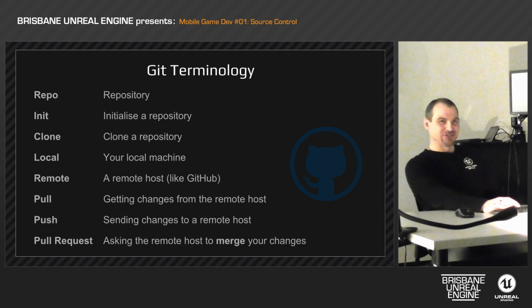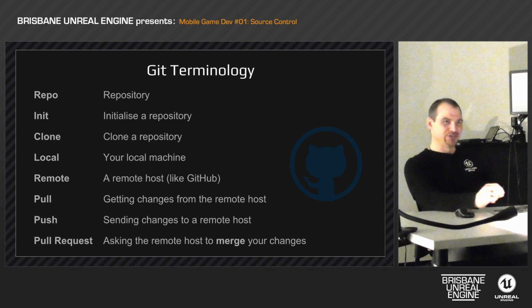A repo is just a repository. Init is the term used when you create or initialize a repository. Clone means to copy a repository. Local is simply your local computer, the machine you're working on. Remote is a remote host. In our case, it's going to be github.com, but it doesn't have to be.